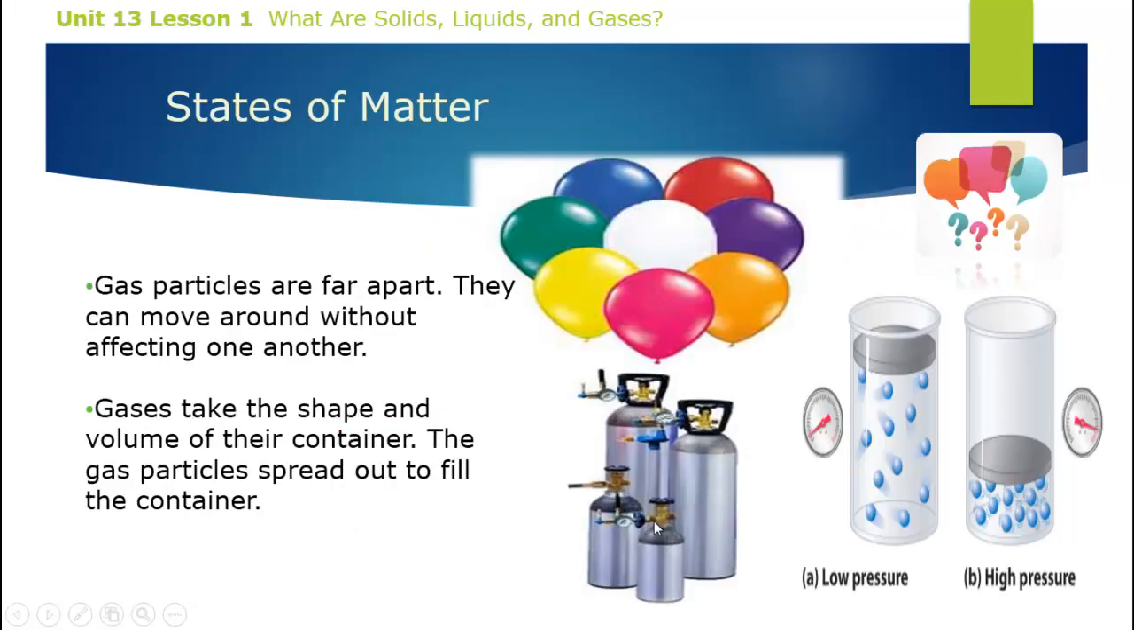Gases can move around without affecting one another. Gases take the shape and the volume of the container because they can be compressed. Did you see? It's a balloon. Yes. And we can compress the same volume and minimize its volume and its shape.